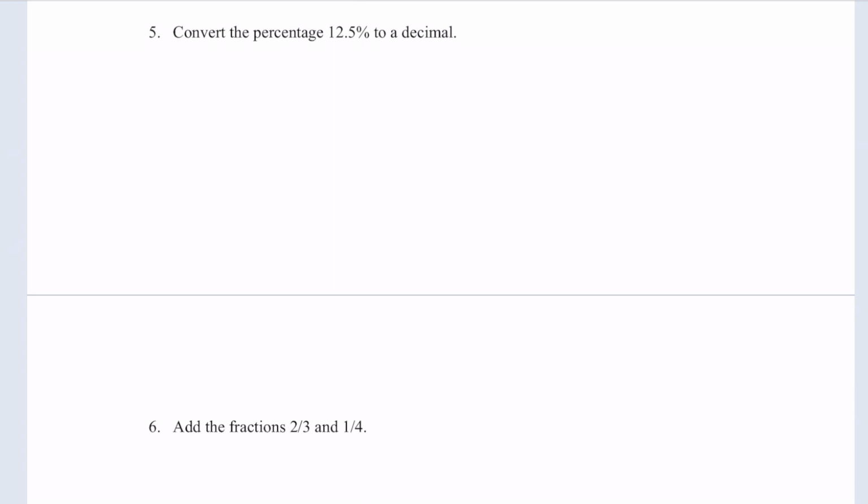Okay. So 5, convert the percentage 12.5 to a decimal. So what we're going to do is take 12.5 and divide it by 100 because we're converting the percent to a decimal. Again, we can either plug this into our calculator or we can move the decimal place over. Say you just plug it into your calculator, that's probably the easiest way. You're going to get 0.125, and this is going to be your answer.